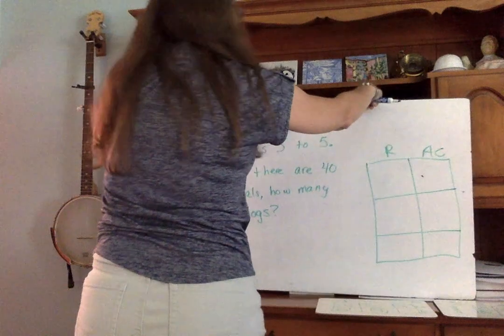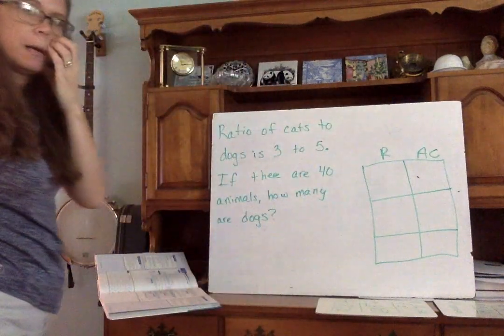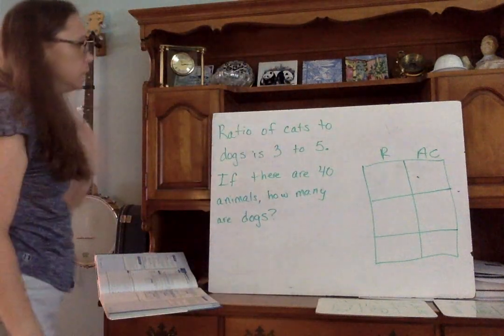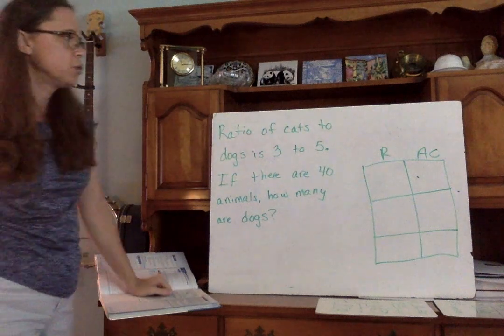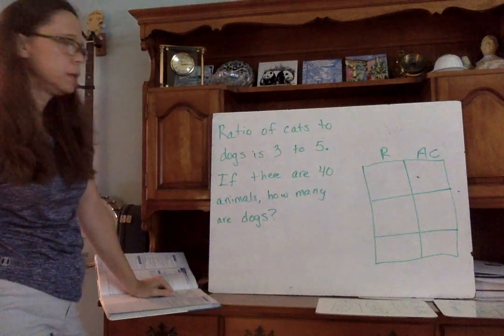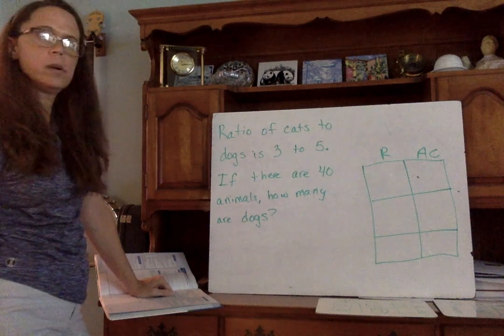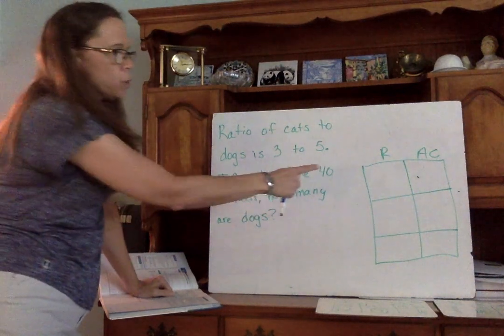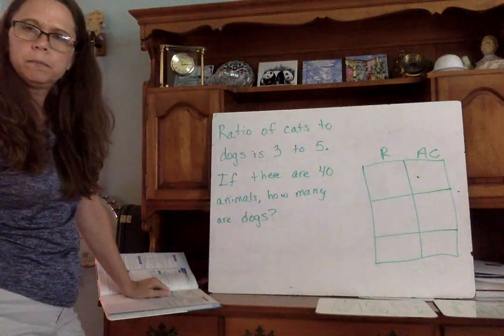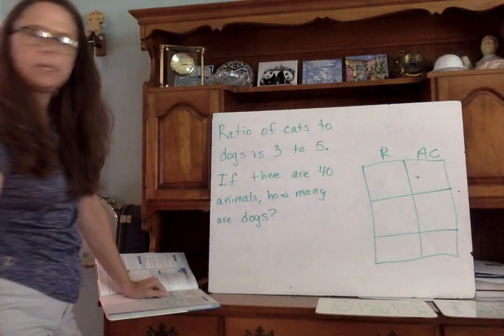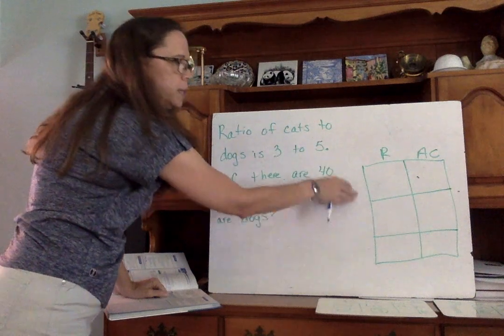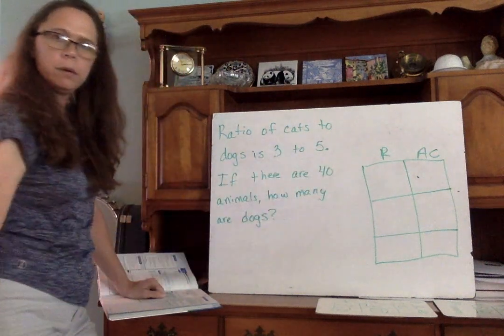We're going to do one more example together. This is something that Mrs. Dern just made up. It's not in your book. The ratio of cats to dogs is 3 to 5. If there are 40 animals, how many are dogs? I have started the ratio box over here. I want you to pause your video and see if you can create the categories that go on the left here.